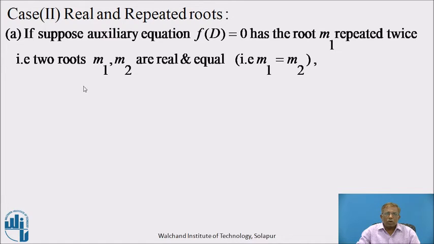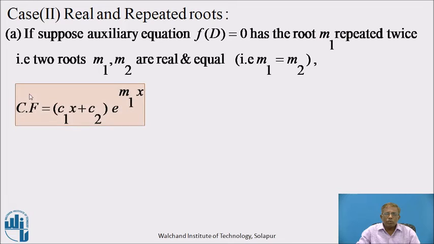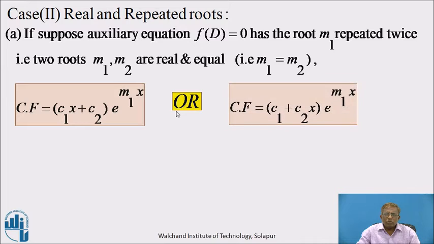When the roots are equal, then we arrange c1 and c2 in a bracket, that is CF equal to in bracket c1 into independent variable x plus c2 bracket close e to power m1 x, because m1 and m2 are the same. Or you can arrange c1 and c2 as CF equal to c1 plus c2 into x bracket close e to power m1 x. Both are correct.